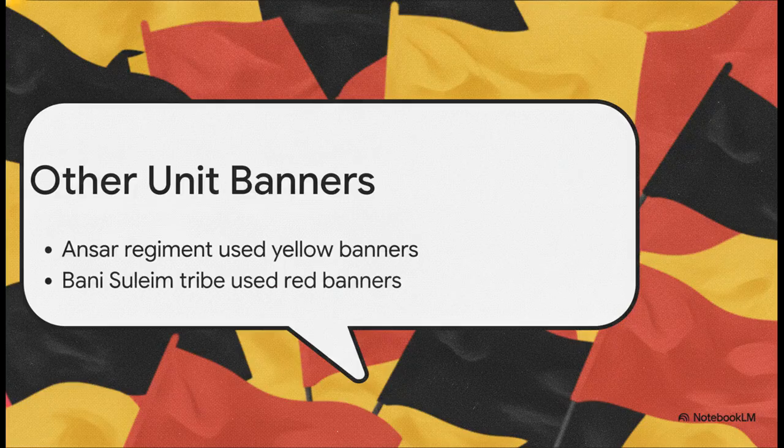But wait, the army wasn't completely monochromatic out there. The sources also reveal that different regiments used flags of entirely different colors alongside the official black rayah. For example, the Ansar regiment utilized yellow banners, while the Bani Sulaim tribe fought under red banners. It was a vibrant, highly organized visual system on the battlefield.